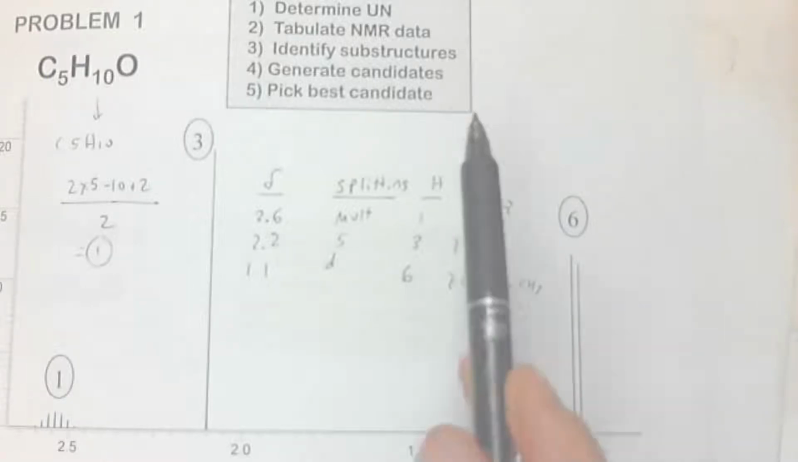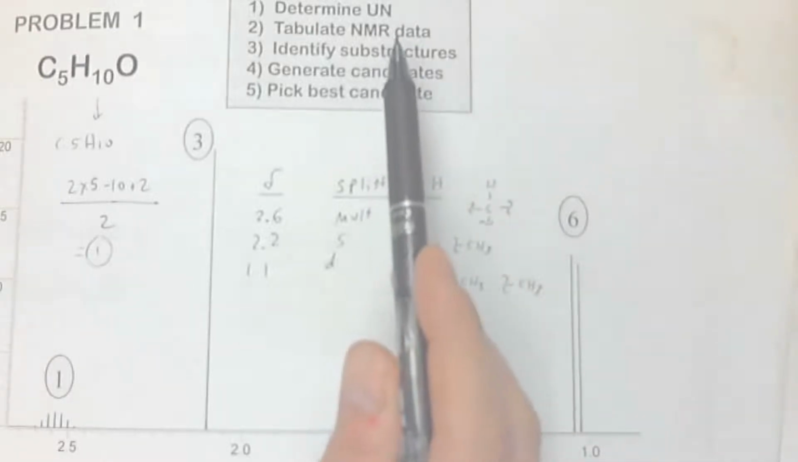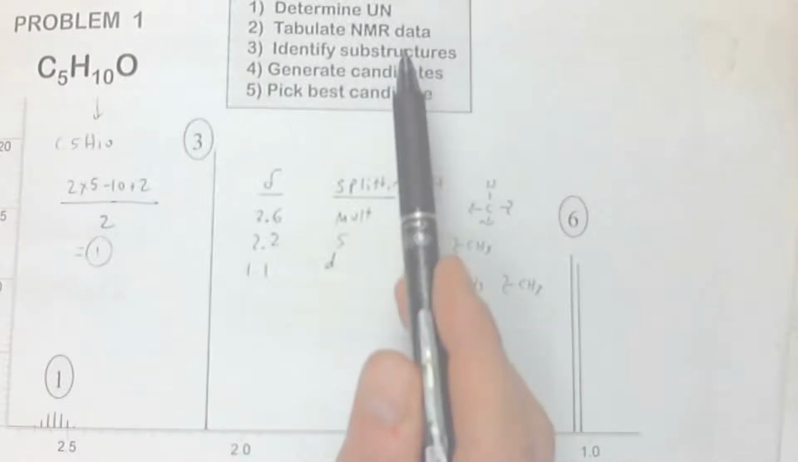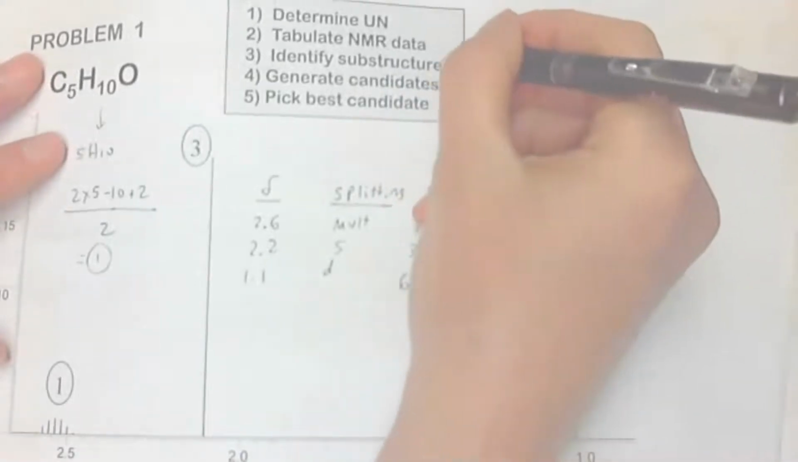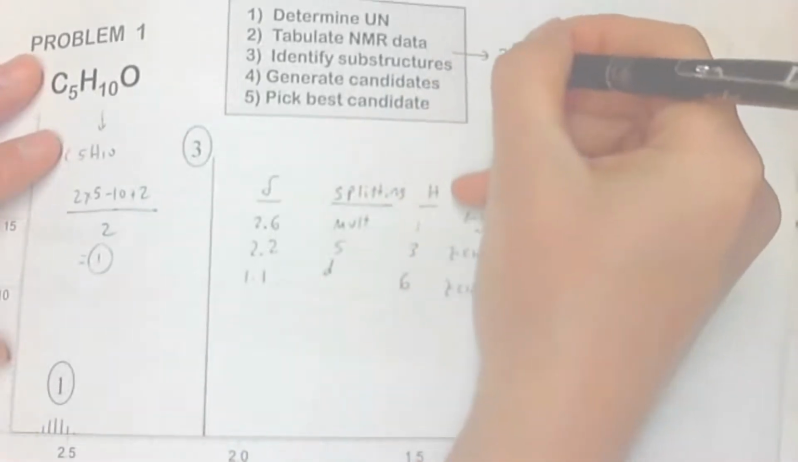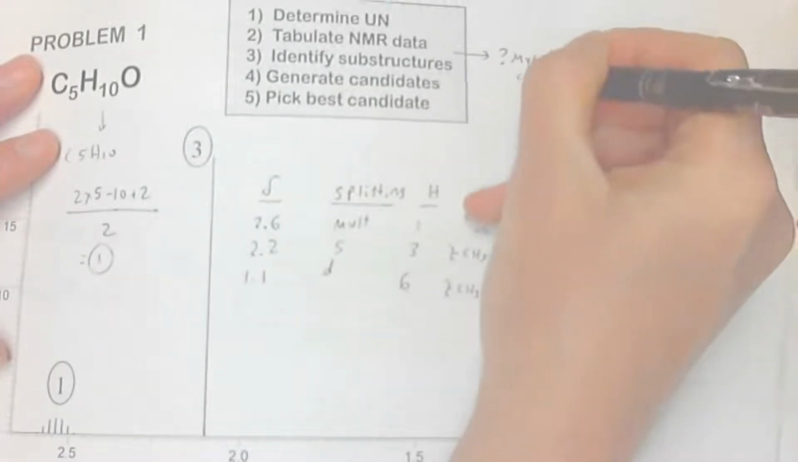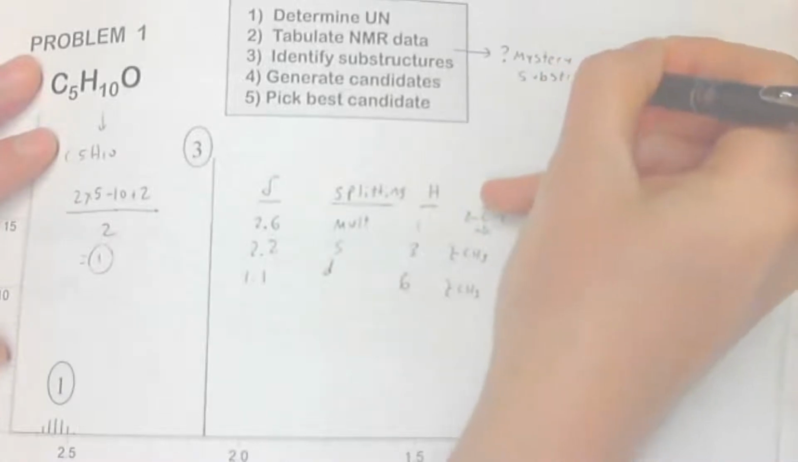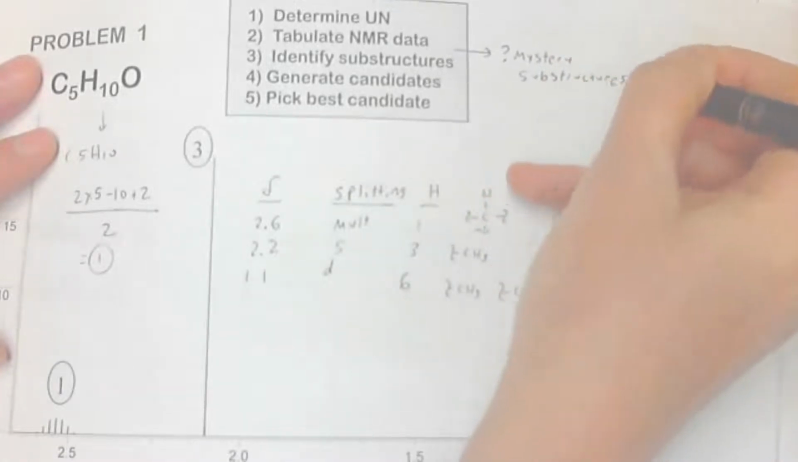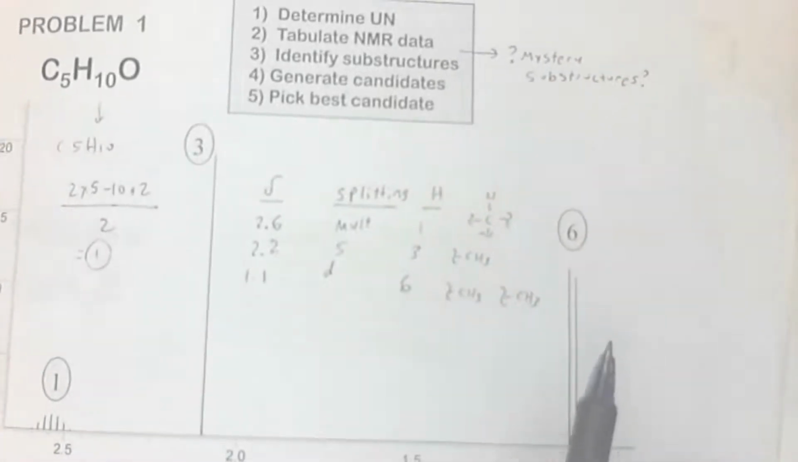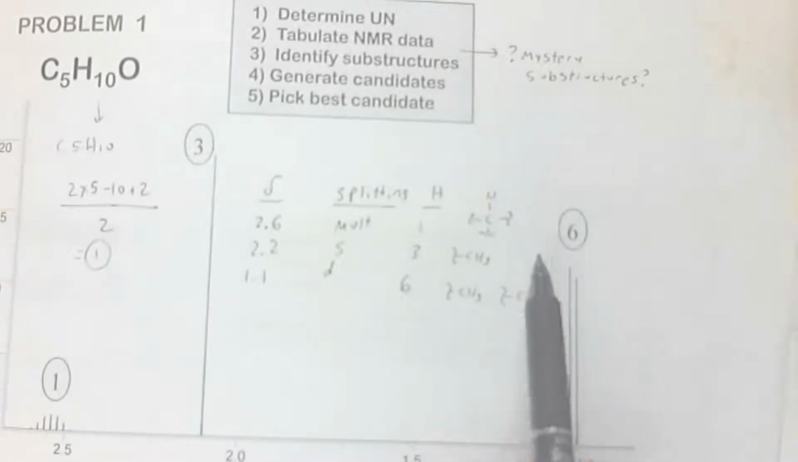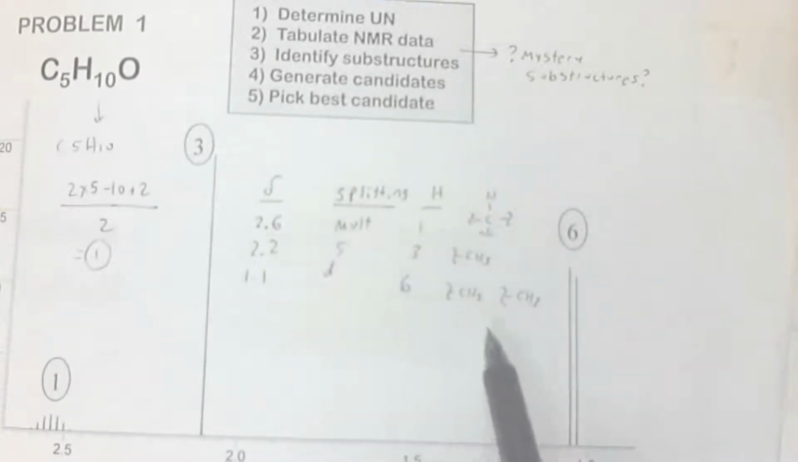Well, there's another kind of mini step, which is like 2.5, I guess. I'm going to say, are there any mystery substructures? Are there any mystery substructures? By that, I mean a substructure that's not represented in the table. And to give you a hint, are there?